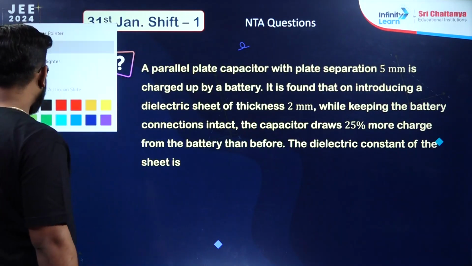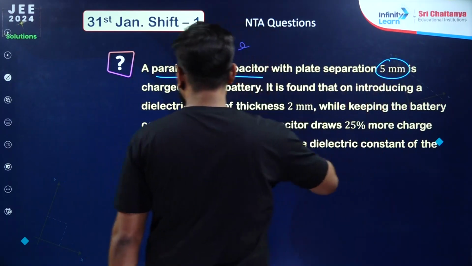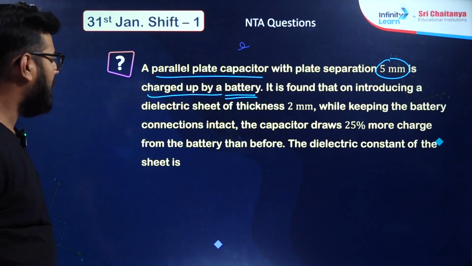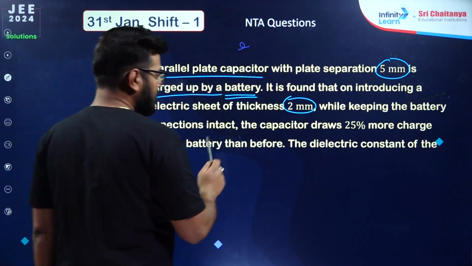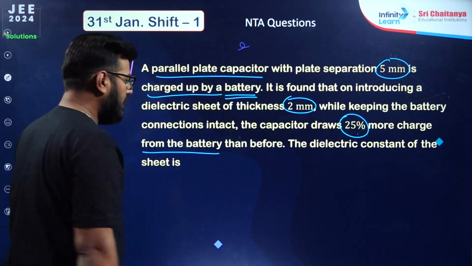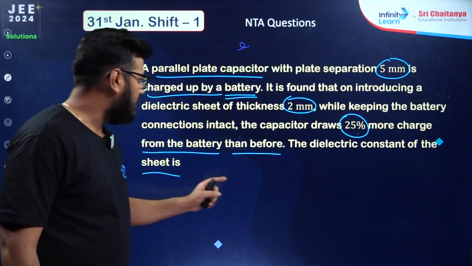A parallel plate capacitor with plate separation 5 mm is charged up by a battery. It is found that on introducing a dielectric sheet of thickness 2 mm, while keeping the battery connected, the capacitor draws 25% more charge from the battery than before. The dielectric constant of the sheet is.